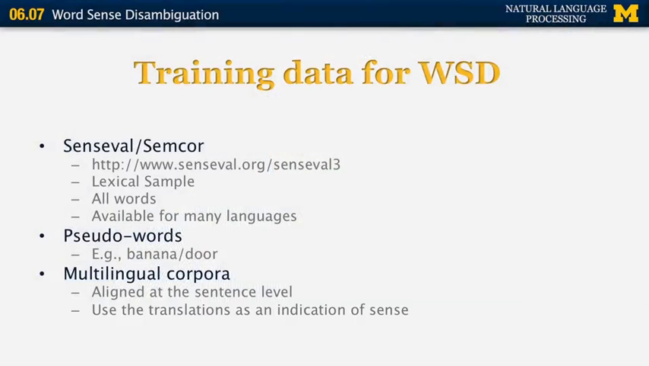So the word sense disambiguation system is going to see this collapsed word, and it will try to guess the correct word. And there are also multilingual corpora that are aligned at the sentence level. So for example, if the word play in English is aligned to jugar or tocar in Spanish, we can use that information as training data for word sense disambiguation.